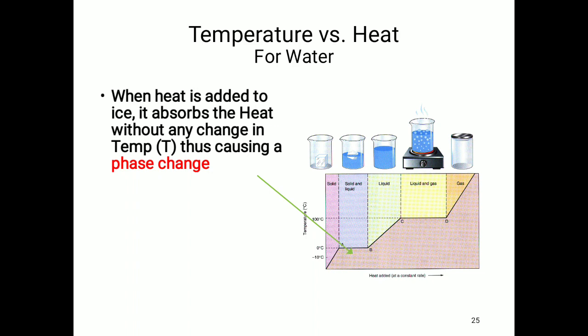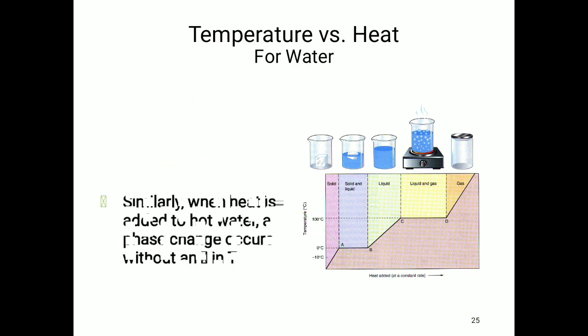Now for the particular case of water, we see the concept of temperature versus heat. So when heat is added to ice, it absorbs the heat without any change in temperature, thus causing the phase change. If you add heat to the ice and there is no change in temperature, it means the ice will melt and convert into liquid. That is the phase change from solid to liquid.